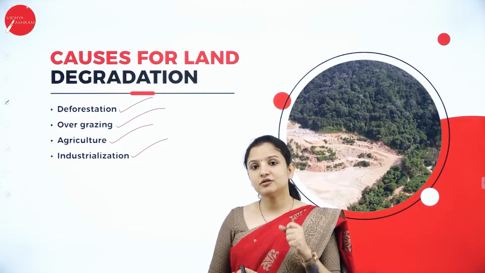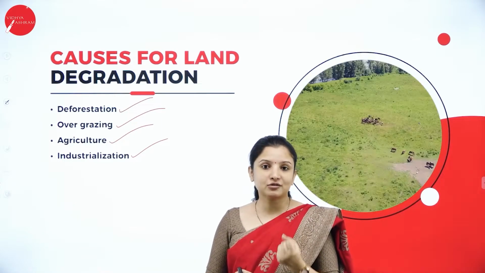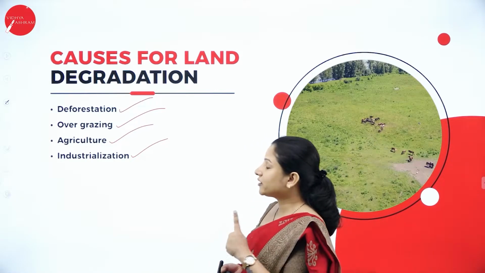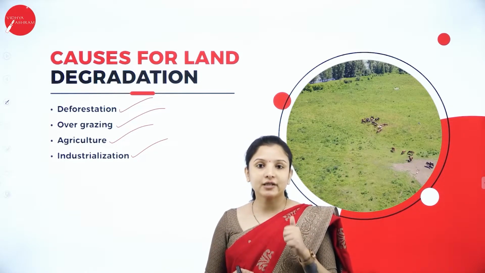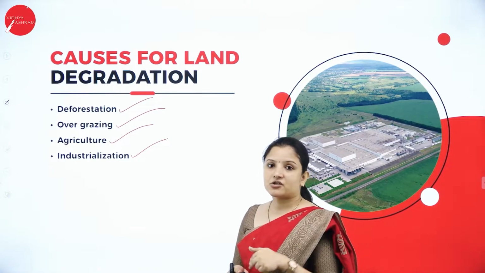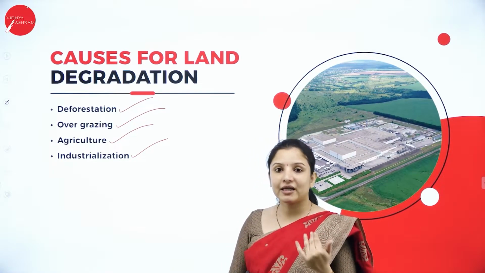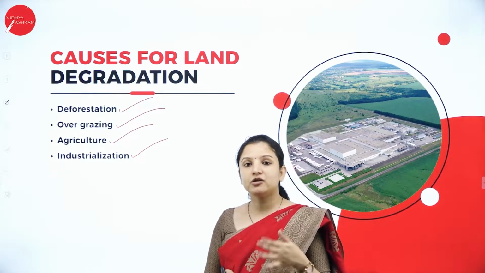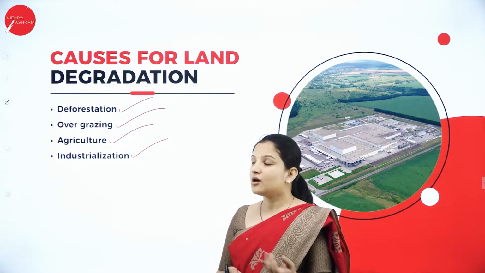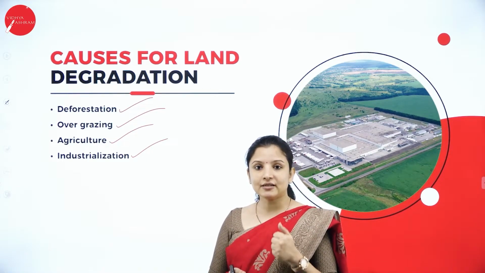And grasses are also very important in holding the soil firmly and preventing soil erosion. Therefore, overgrazing can result in soil erosion, and therefore degradation of the land. Next is agriculture. As I told you, improper agricultural practices, that is the use of pesticides, insecticides, and chemical fertilizers, all these also cause land degradation.